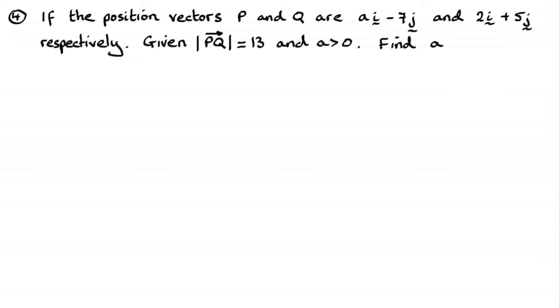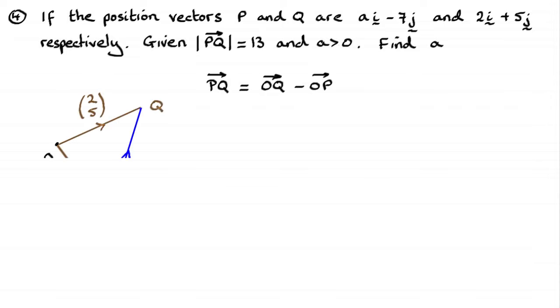So the answer is A equals 7. Let me quickly take you through it. I've drawn you a diagram here. I find just drawing a sketch handy, okay?